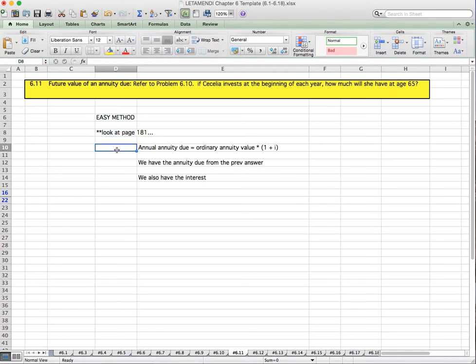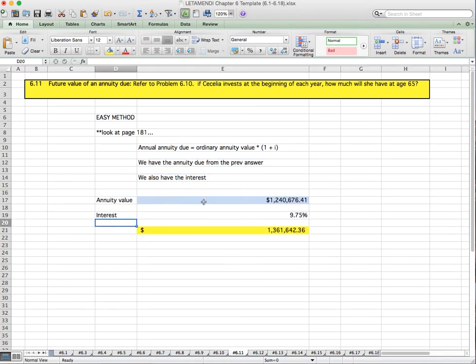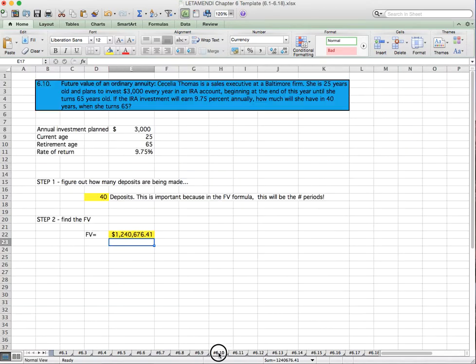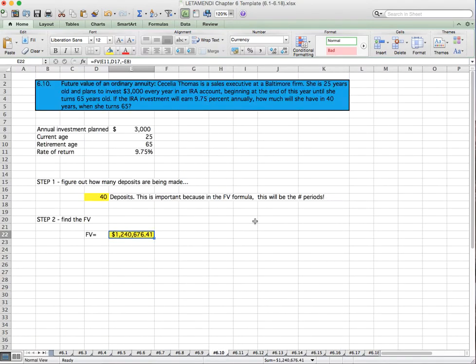If you look at the bottom of page 181 in your text, you will see that the formula for annuity due equals the ordinary annuity value times, in parentheses, 1 plus the rate. That's it. We have the annuity value from the previous answer, and we also have the interest, so why not just use that? The annuity value from the previous answer was 1,240,676 and 41 cents, right? Yes, we got it from here. The interest was 9.75%, right? We got that from here.